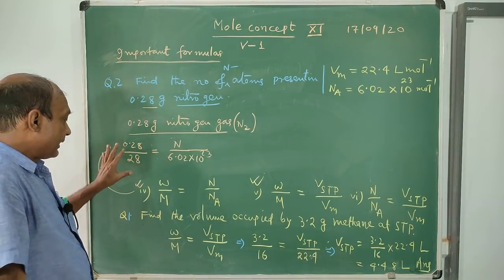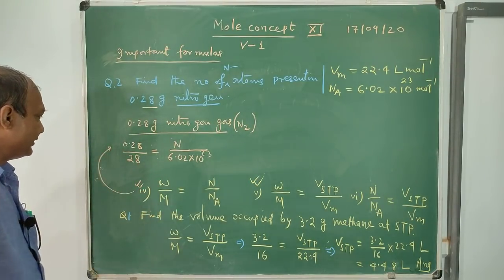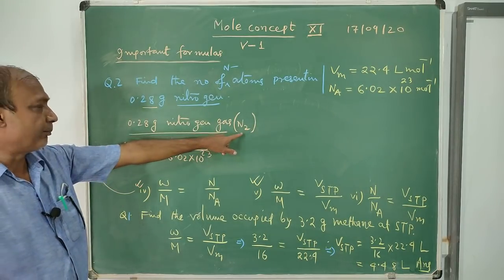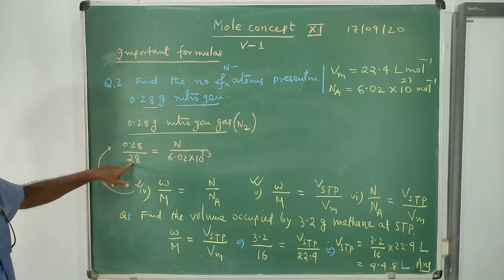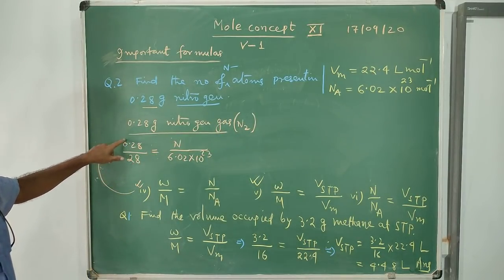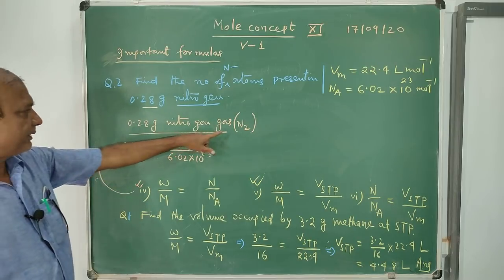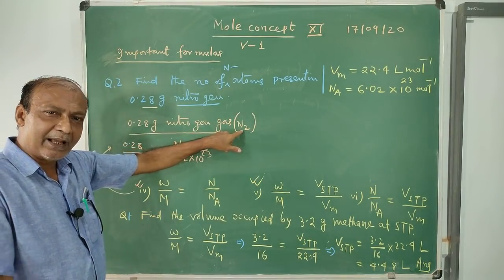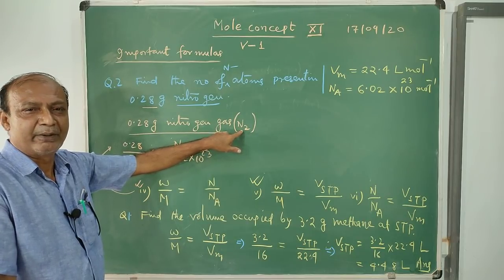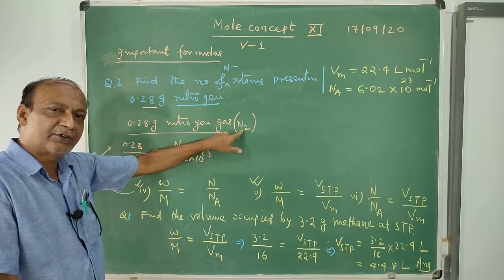Now see, there is another way of finding this. Here you are finding the number of molecules, so you have taken molar mass. Whenever you take the molar mass of the element, you will get the number of molecules, and whenever you take atomic mass, you will get the number of atoms. So remember it. By that method you can also do it.